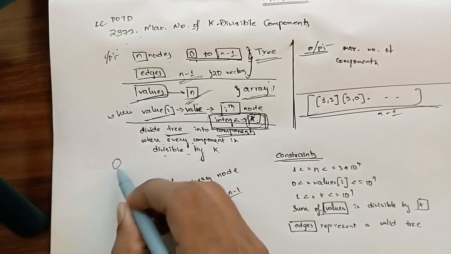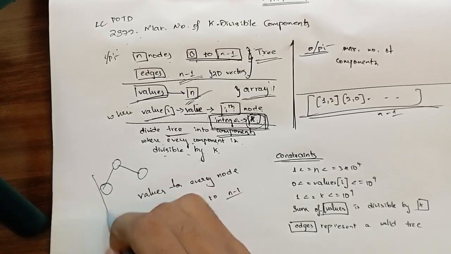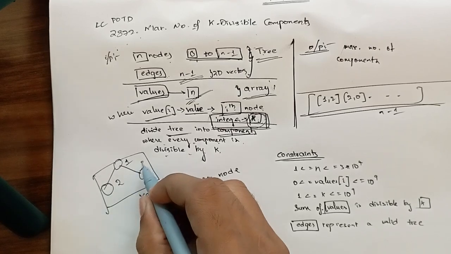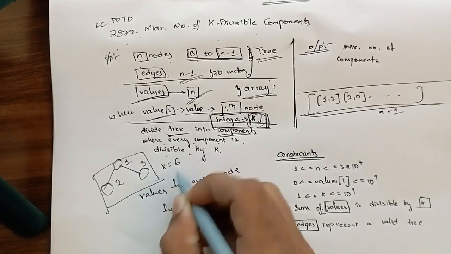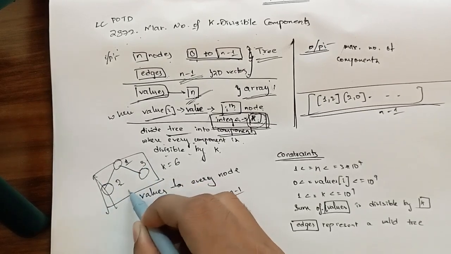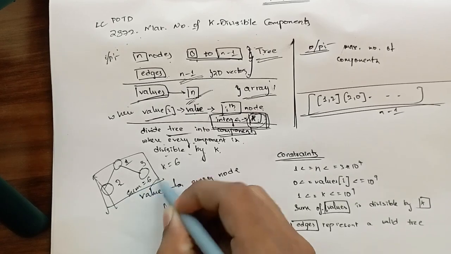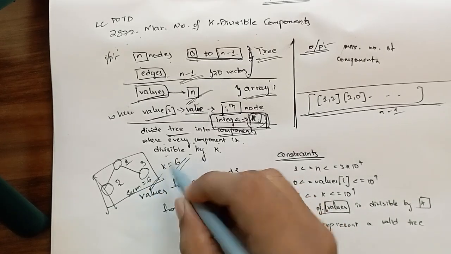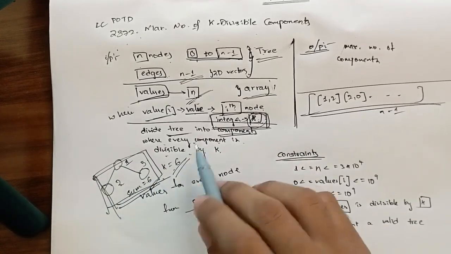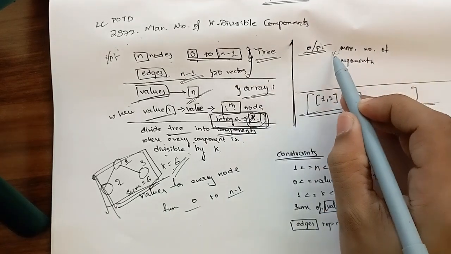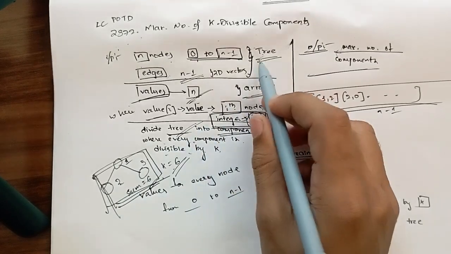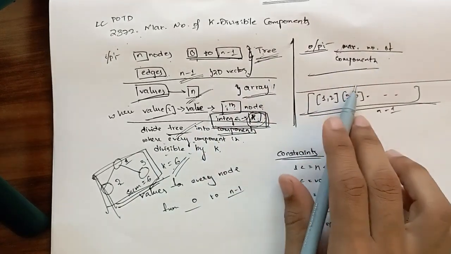That means if you think of a component having 1, 2 and 3, and the k given is 6. Now this component's sum, 1 plus 2 plus 3, is equal to 6. Now 6 is divisible by k, that means 6 is divisible by 6. So this will be one component. Now our target is to return the maximum number of components from this tree.